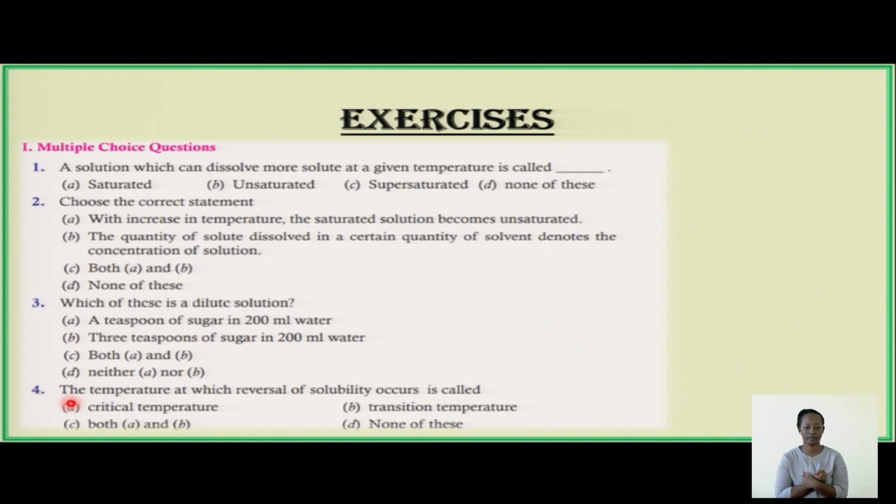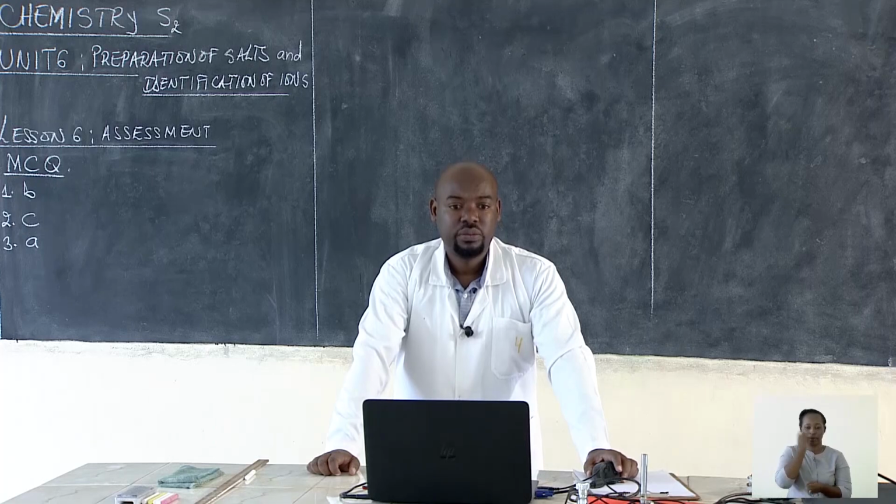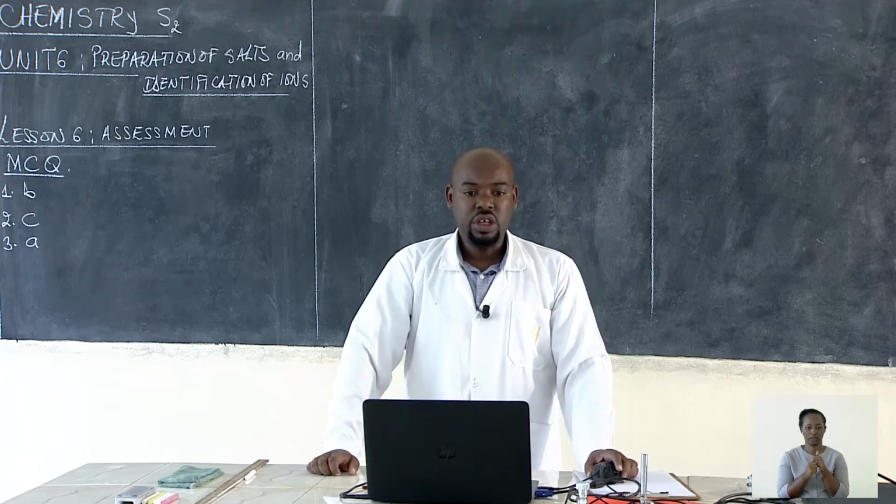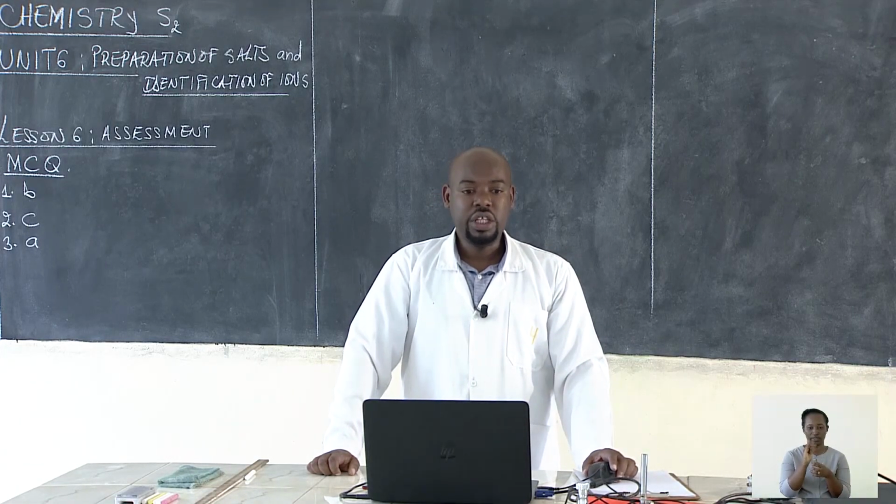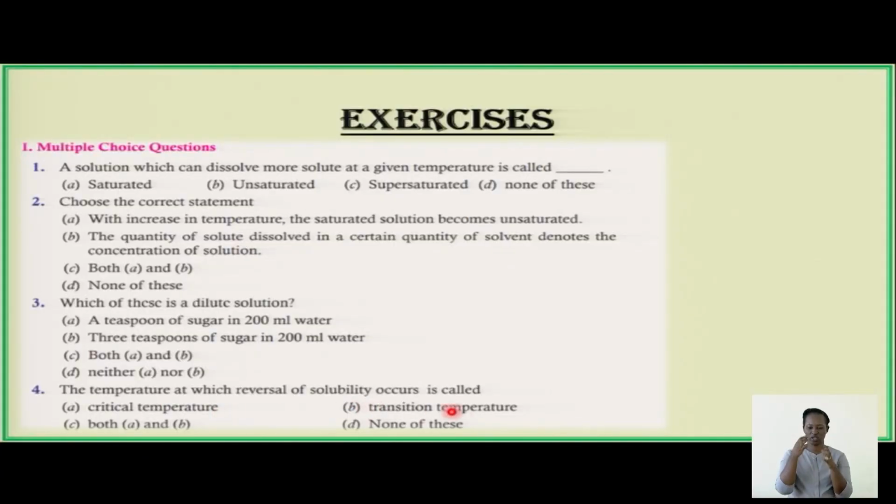Number 4, the temperature at which reversal of solubility occurs is called critical temperature, transition temperature, both A and B, or none of this. And what do we call reversal of solubility? Reversal of solubility. Do you remember what it means? When the precipitate starts to form.